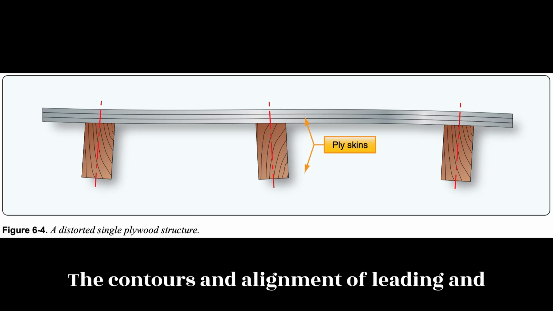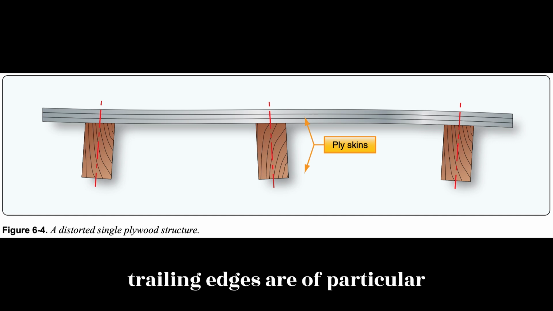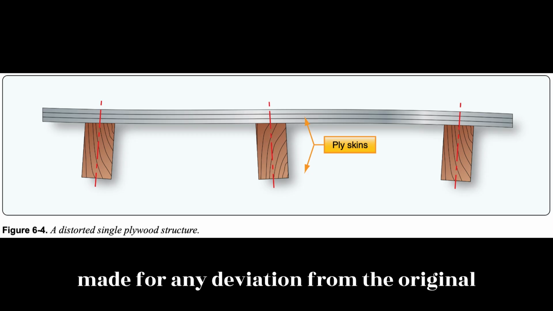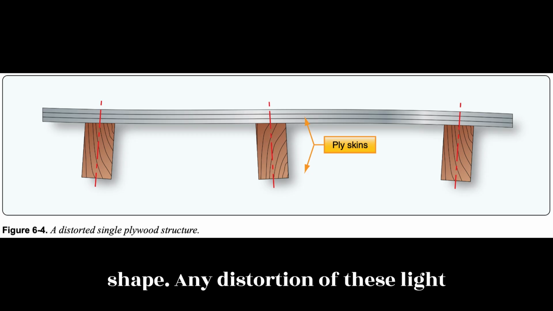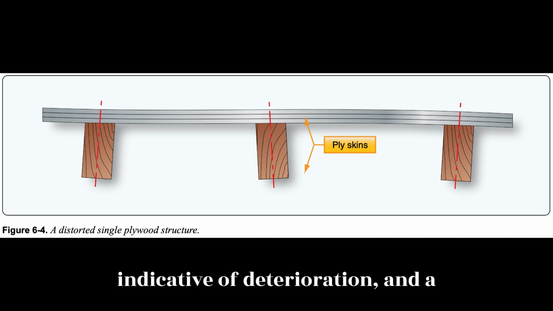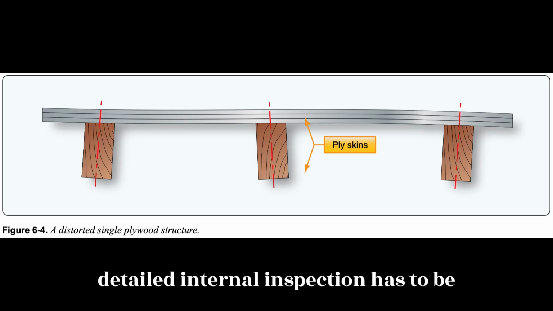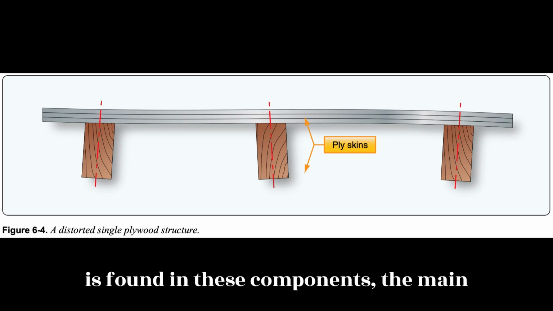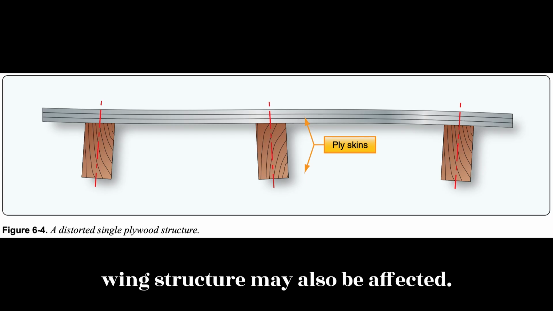The contours and alignment of leading and trailing edges are of particular importance. A careful check should be made for any deviation from the original shape. Any distortion of these light plywood and spruce structures is indicative of deterioration, and a detailed internal inspection has to be made for security of these parts to the main wing structure. If deterioration is found in these components, the main wing structure may also be affected.